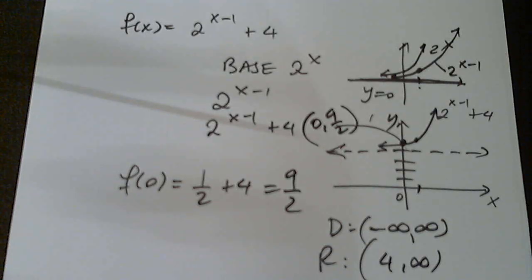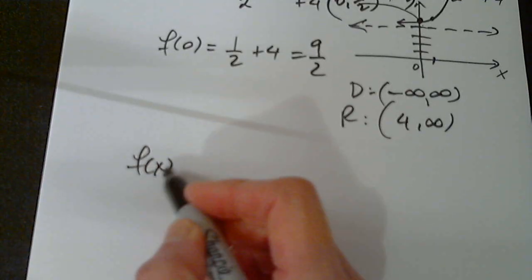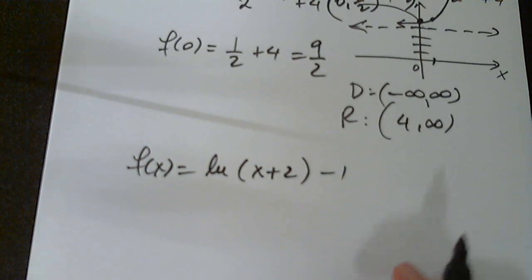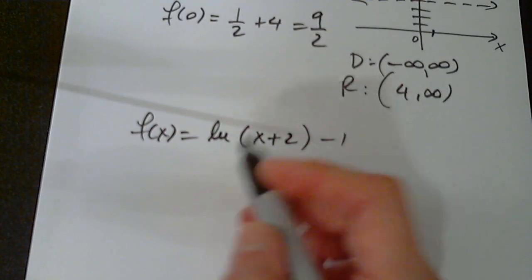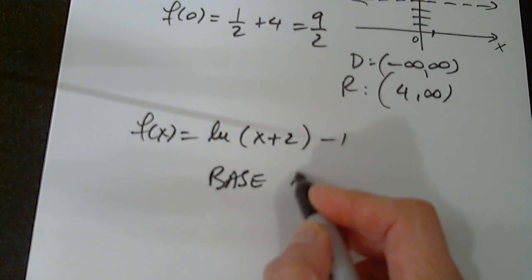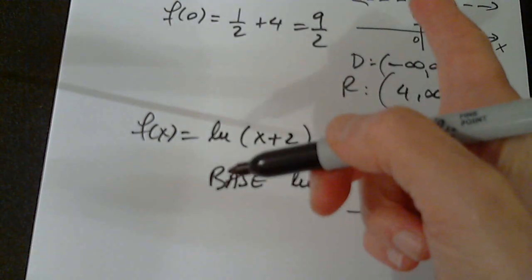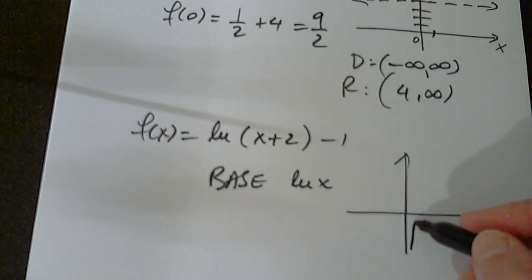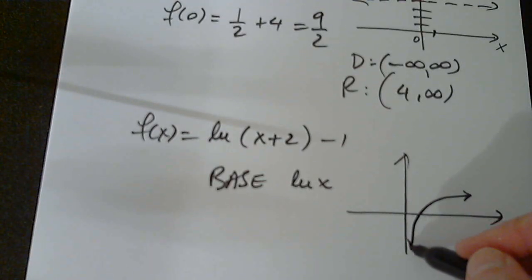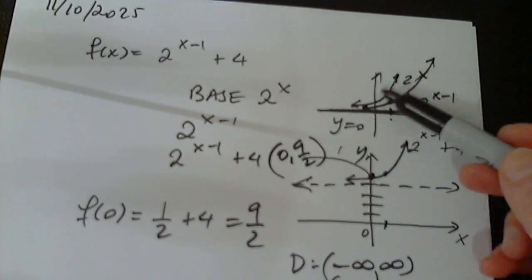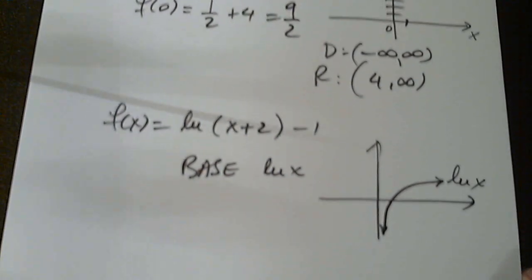Now, this is for an exponential. What about a log? So let's say f of x equals natural log of x plus 2 minus 1. I know that the base function is natural log, which I know is the opposite of that. I shouldn't say opposite, sorry. I should say the inverse, right? But what I meant to say is it's a reflection. That's what I meant to say.